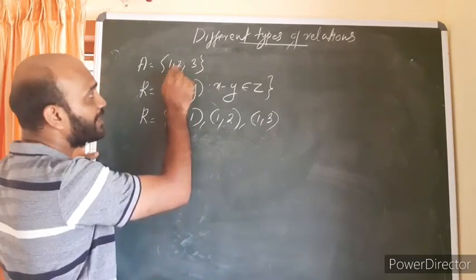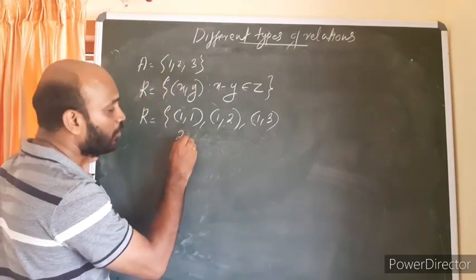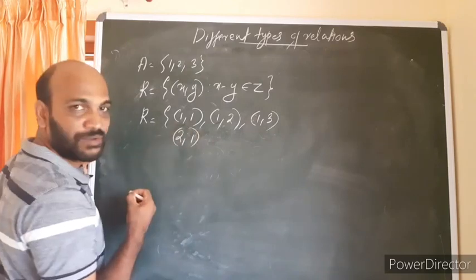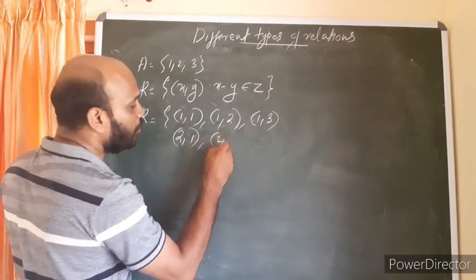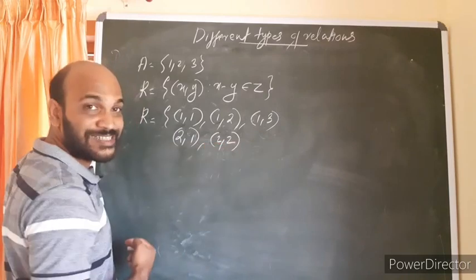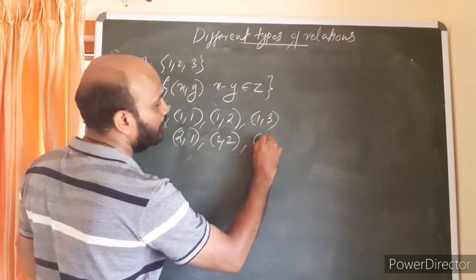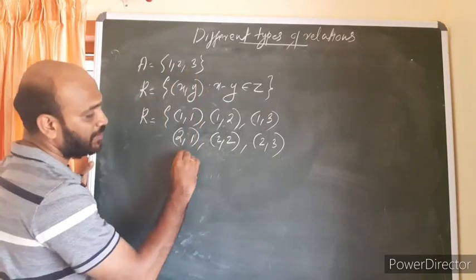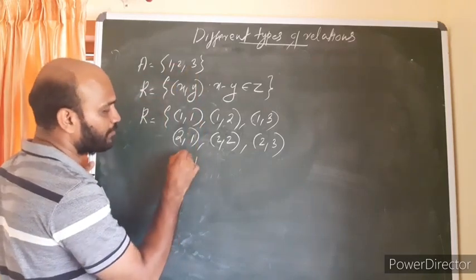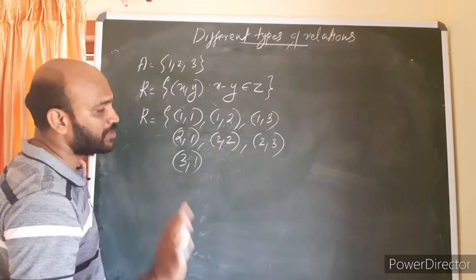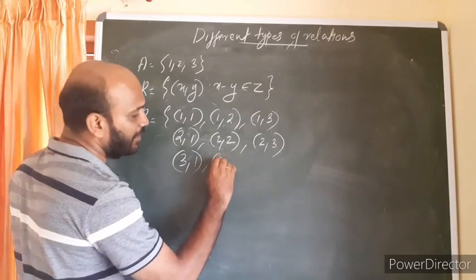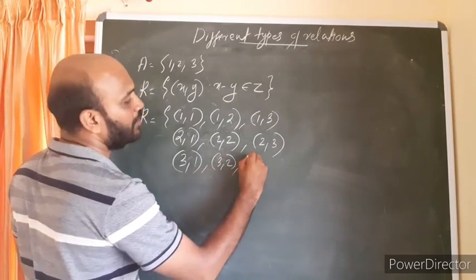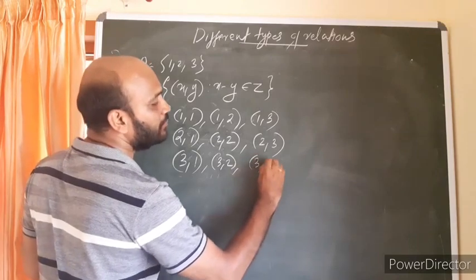Now take the second element 2. Then 2 is related to 1. 2 is related to 2, because the difference is 0. 2 is related to 3. Now take the third element: 3 is related to 1, the difference is 2 and 2 is an integer. 3 is related to 2. 3 is related to 3.